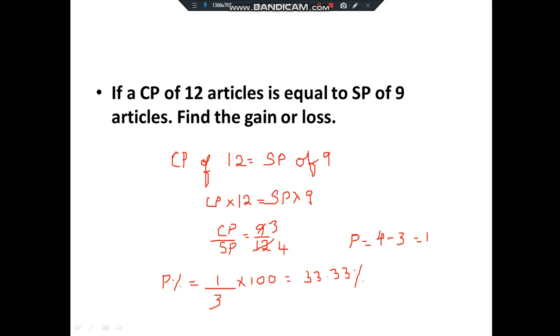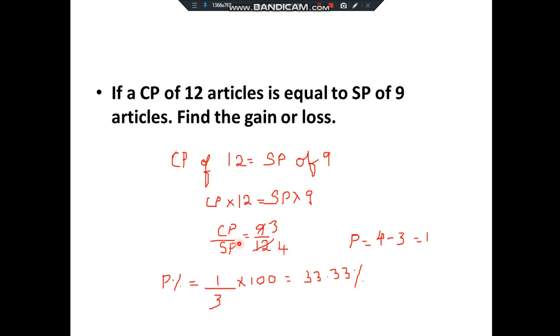See, cost price of 12 is equal to selling price of 9. Just write it as equation form. Okay, which means CP into 12 is equal to SP into 9, right? So take CP and SP to one side. So CP by SP is equal to 9 by 12, right? So when you simplify, you get it as 3 by 4, which means cost price is equal to 3, then selling price is equal to 4. Right? So we have got cost price and selling price.